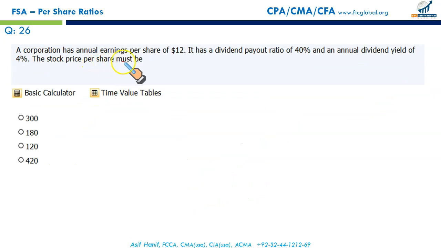A corporation has annual earnings per share of $12. If it has a dividend payout ratio of 40% and an annual dividend yield of 4%, the stock price per share must be?